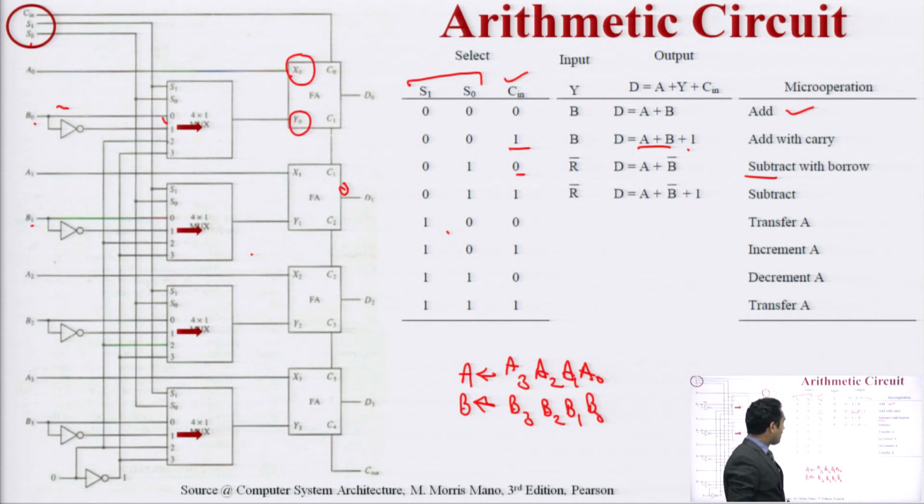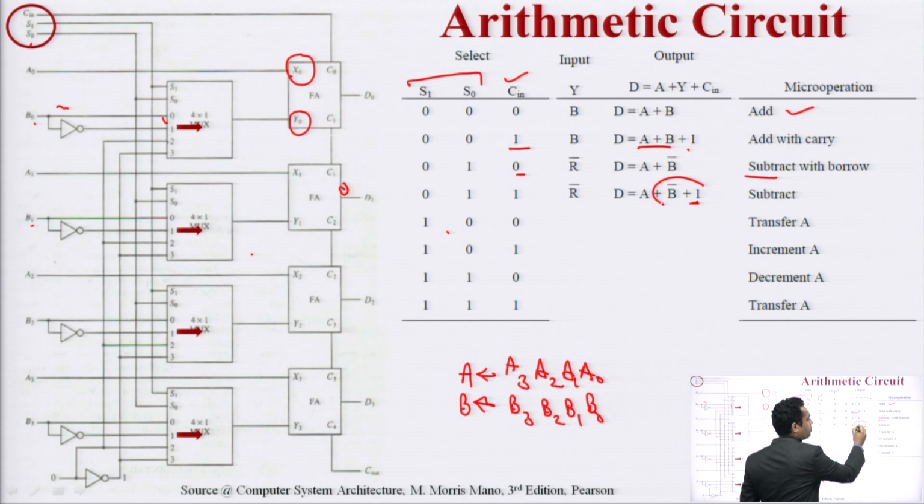In the next example we are saying yes, now the 1 is added and now this number is treated as the 2's complement of B, and when this 2's complement of B is added with A, now it is a perfect subtraction. So this is the fourth micro operation which is important.